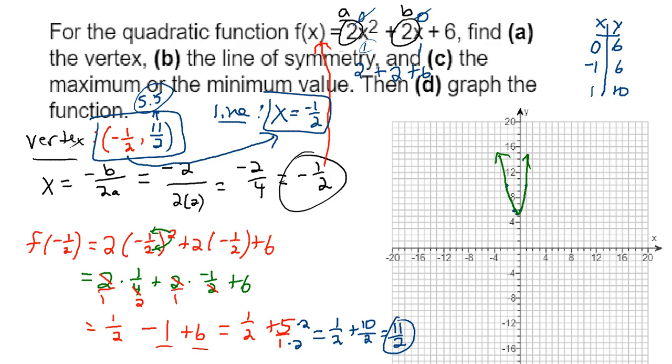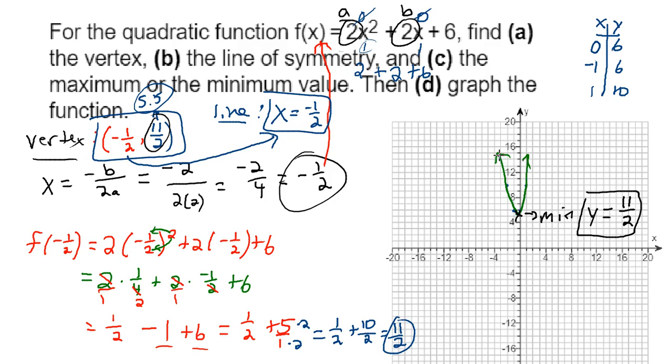This time we have a minimum, right? The vertex is at the bottom of the parabola, and so that will be a minimum value. The minimum y value here is whatever the y coordinate of the vertex is, which is 11/2. So that's as low as this graph goes. It doesn't go any lower than 11/2. That's the minimum for this graph.